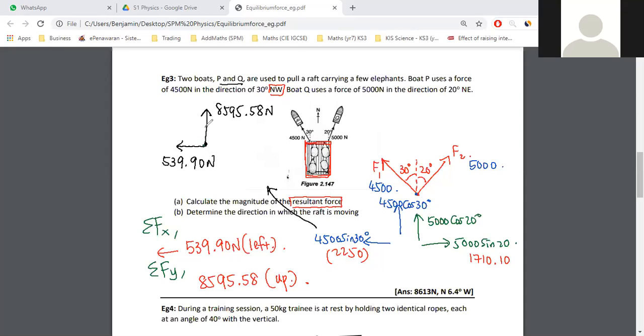You have two forces left, and they are perpendicular, right? So we can use the triangle method. This one becomes 8595, join from the head 539.90. This is the resultant FR. Then you calculate the result: square root of 539 squared plus 8595 squared. Pythagoras theorem.